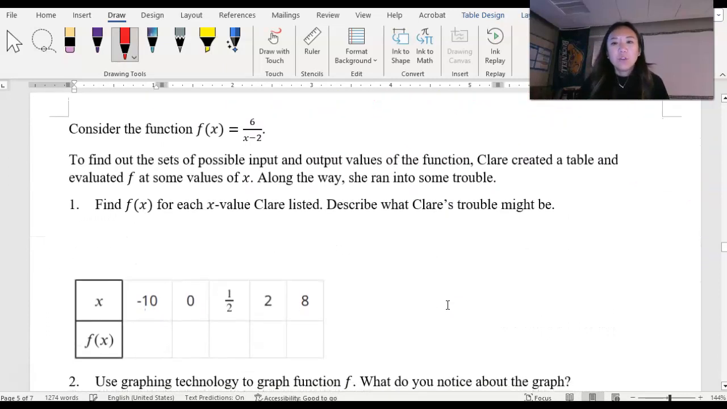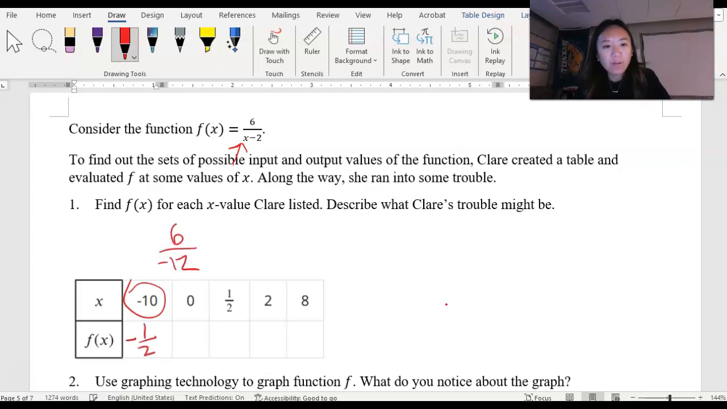All right, so for this part here, you do not have to do this. If you do this, it is extra credit. But what you're going to do is substitute these values in for x to see what you get and fill out your y value or your function value, your f of x. So negative 10 minus 2 is negative 12, so this would be 6 over negative 12, which is negative 1/2. 0 would be 6 divided by negative 2, which is negative 3.